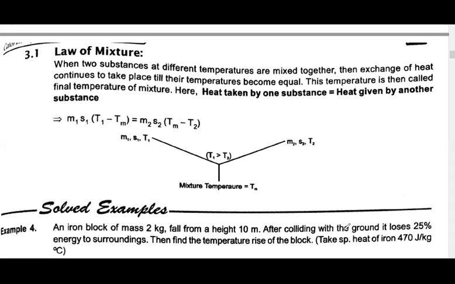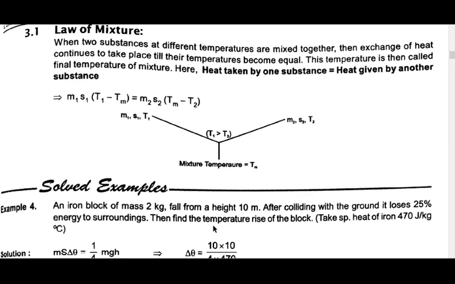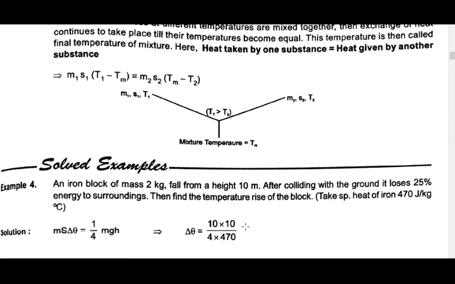After colliding with the ground, it loses 25% energy. So obviously it will be 1 by 4 mgh. And this change in energy should be converted into what? Rise in temperature of the block. So it is the same as the mechanical equivalent of heat. Heat gained by this block is equal to the change in potential energy of the block. So delta T is this. If we calculate, it is almost 0.15.